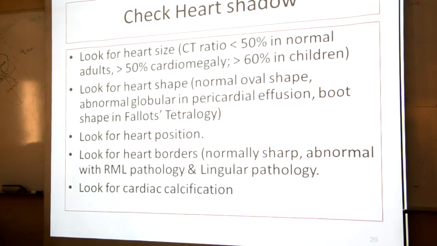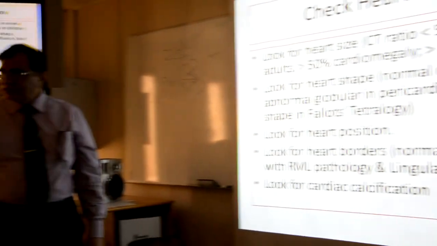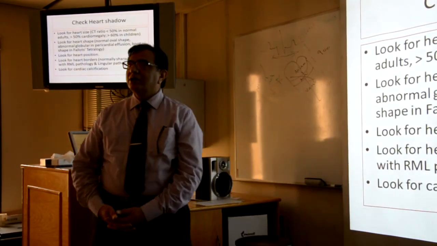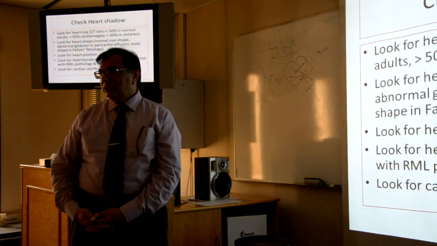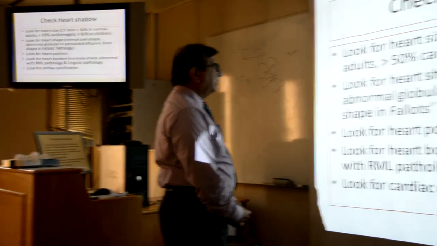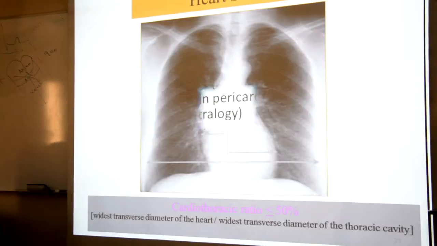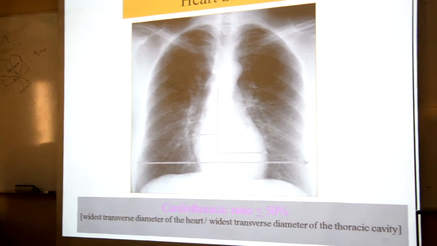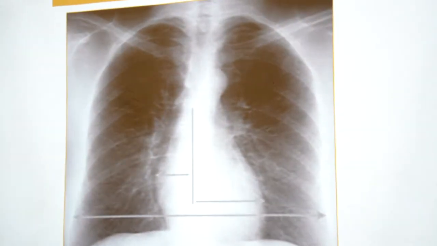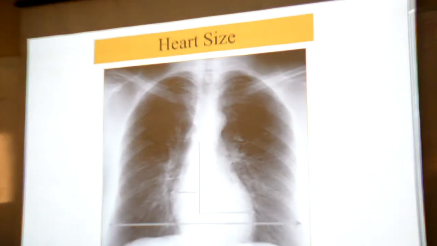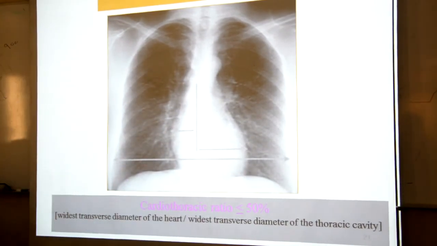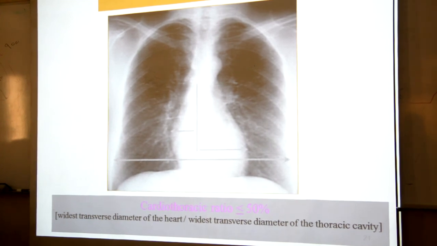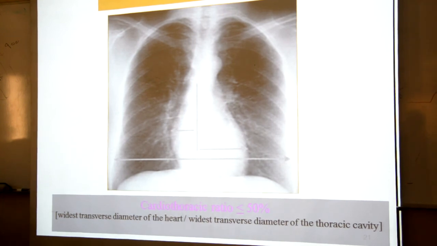Checking the heart, we have to revise the five things in the heart: the heart size, heart shape, heart borders, heart position, and heart calcification. We have already learned that the size of the heart we can assess on the chest X-ray by taking the cardiothoracic ratio, that is, the maximum diameter of the heart divided by the maximum dimension of the thoracic cavity. It should normally be less than 50% in adult patients, if the film is clear.